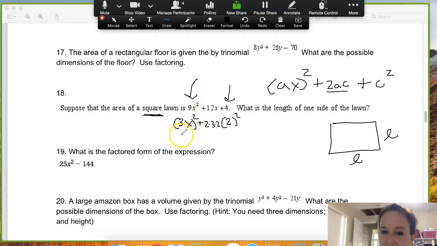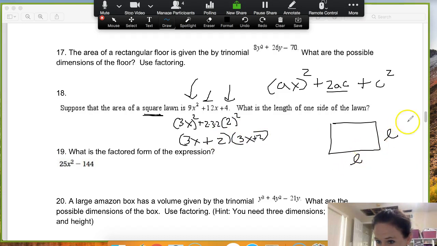Now, when it is that, this is how it factors. It factors like this: 3x plus 2 times 3x plus 2. The first term, and since this is positive, plus the second term. They have to be the same because it's a square. 3x plus 2 times 3x plus 2.